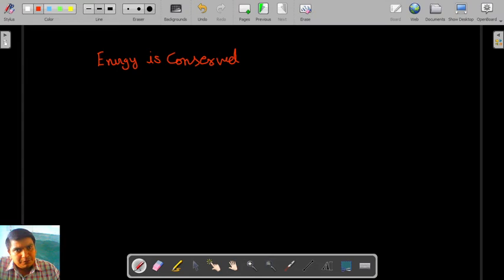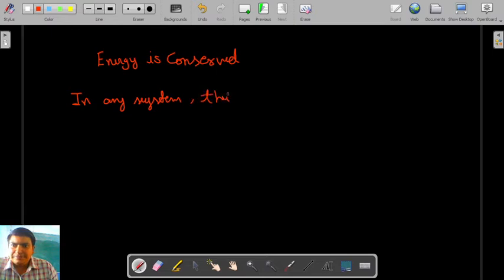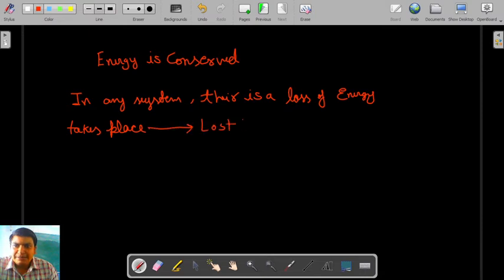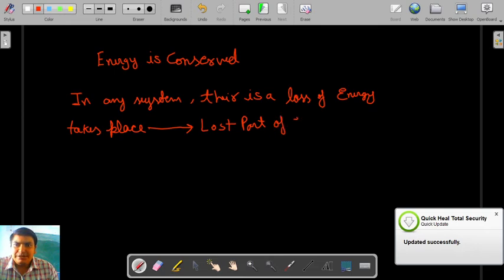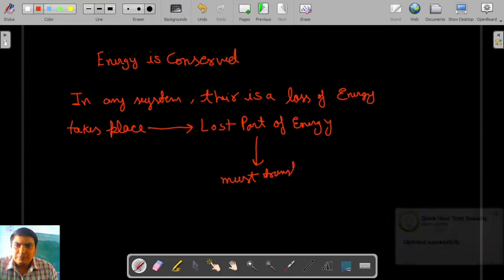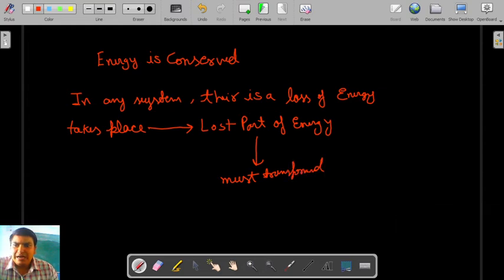And if it is always transformed from one form to another, it means that if in any system there is a loss of energy, then that lost part of energy must be transformed into another form. This is the principle of the heating effect of electric current.